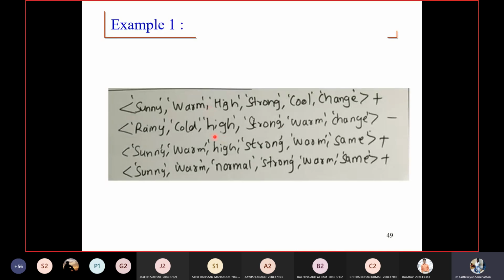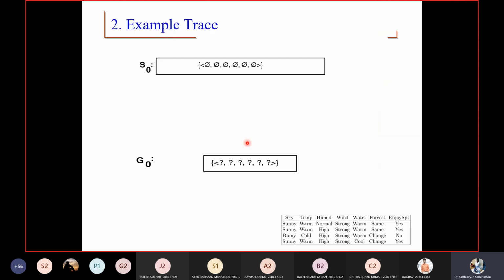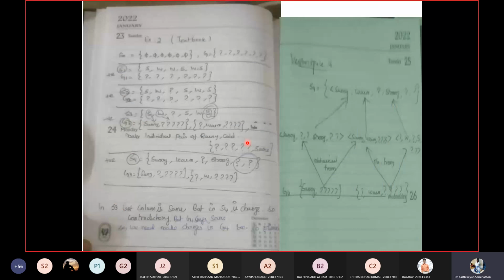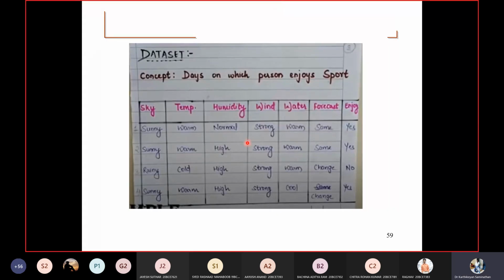Now I have taken the same example in a different order. In the textbook you may have sunny, rainy in the third one. Here I have taken sunny, warm, high, strong, cool, change as the second one, and then rainy, cold. So this is a positive instance and a negative instance. How to solve this, I will teach you tomorrow. I even solved this and kept an answer so you can see.